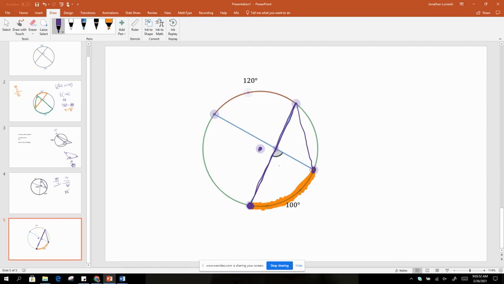So I've now created an inscribed angle, and based off of our knowledge of inscribed angles, we can say that this angle right here is inscribed, and so the measure of that inscribed angle is going to be half the measure of the arc. So that angle right there is 50 degrees. It's half of 100.